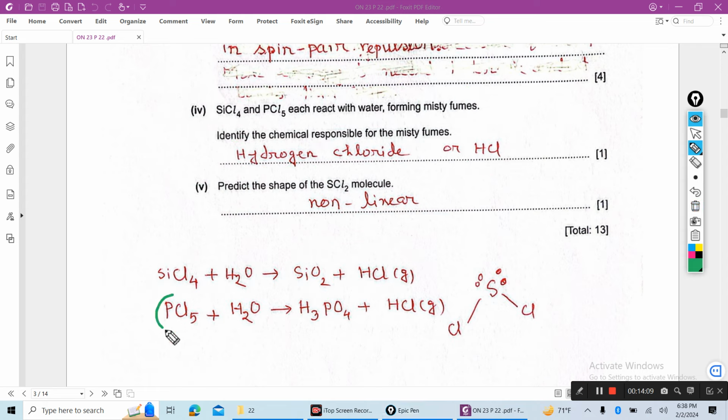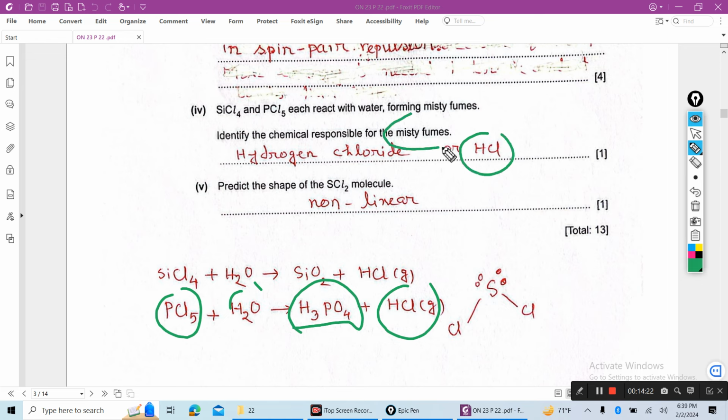Also, phosphorus pentachloride reacts with water to produce phosphoric acid and hydrogen chloride gas. So for hydrogen chloride gas, we see misty fumes.